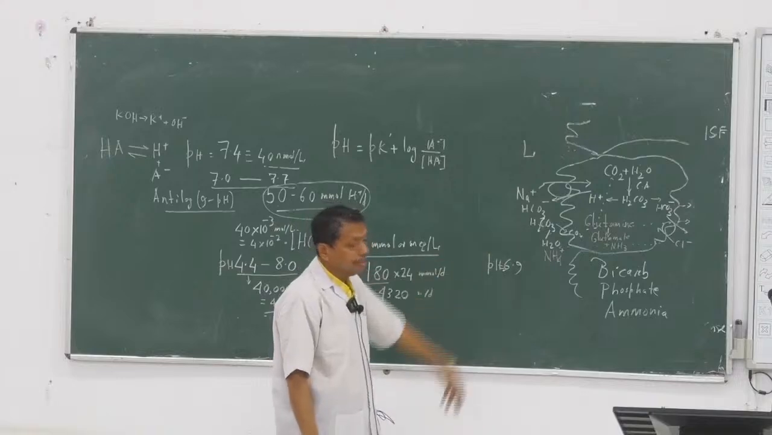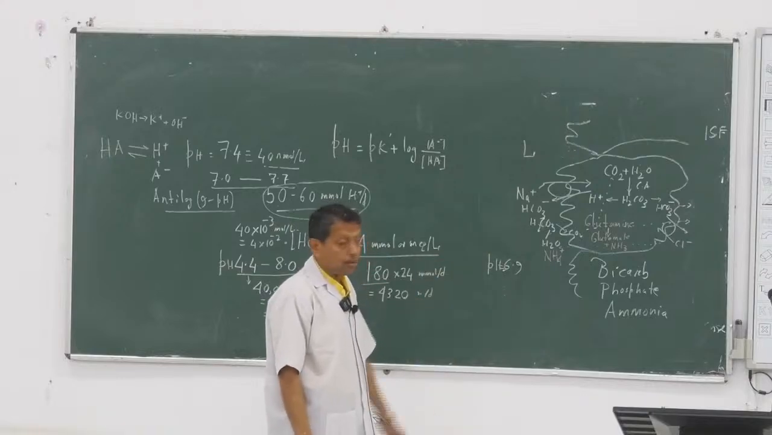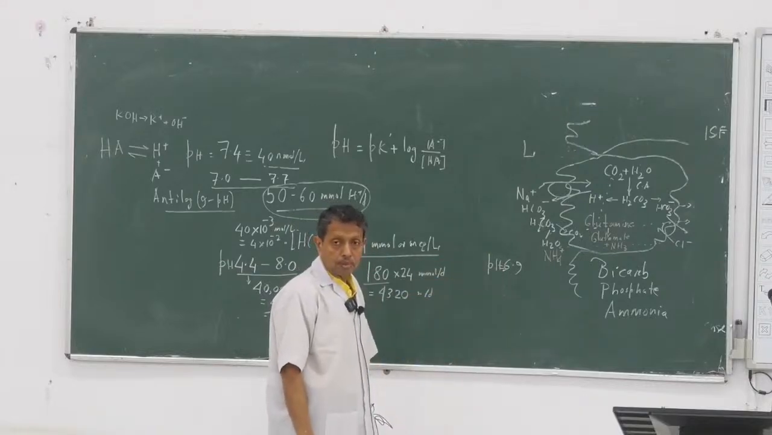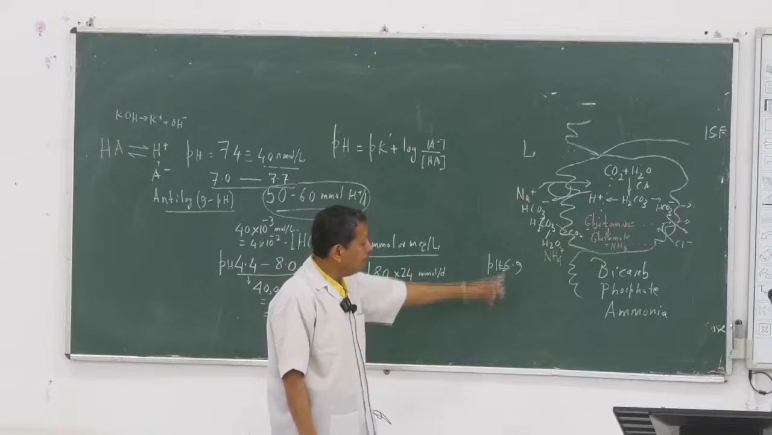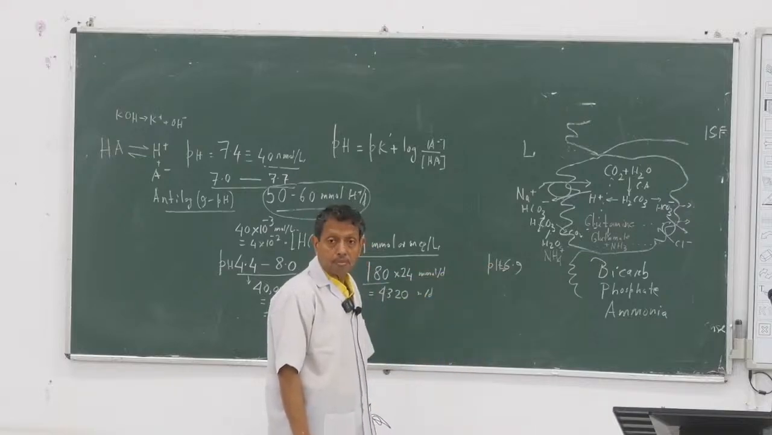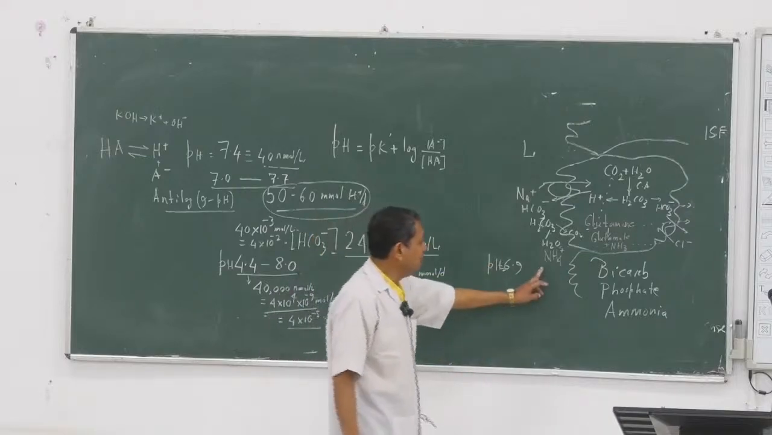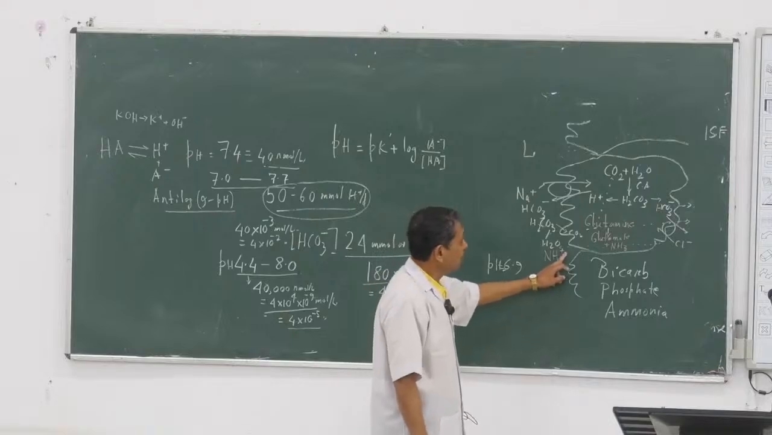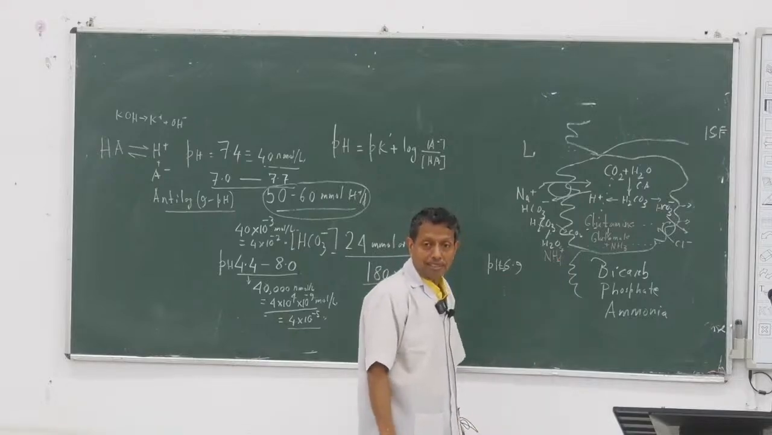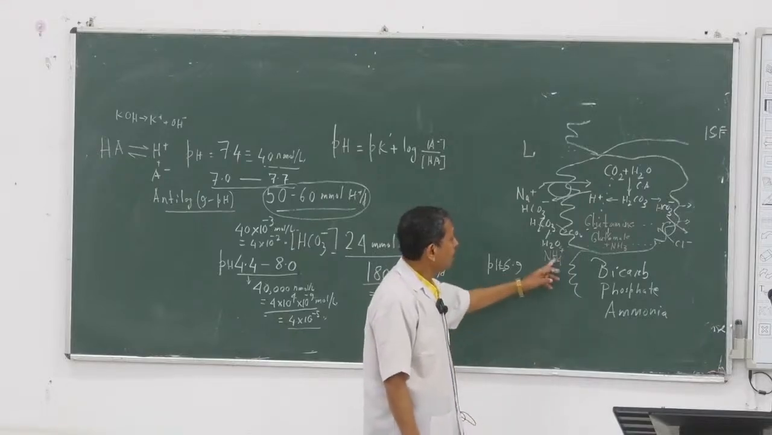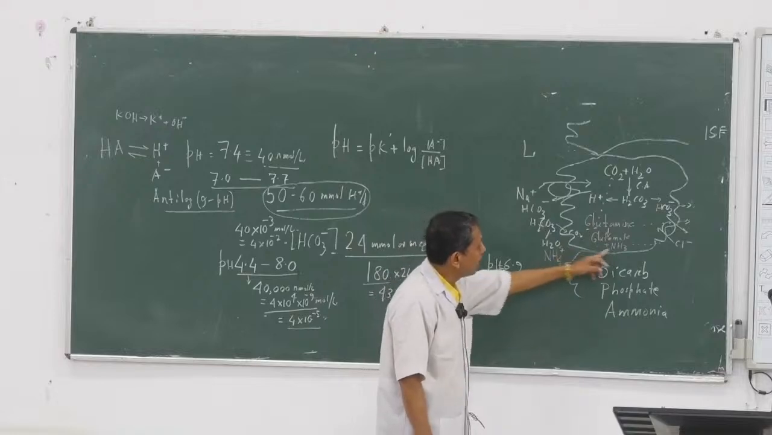And it is eliminated as ammonium chloride also. When it is available, sodium chloride is eliminated in this way. And when it is coming into the lumen, it is converted into NH4 plus, and it cannot return back in this direction.